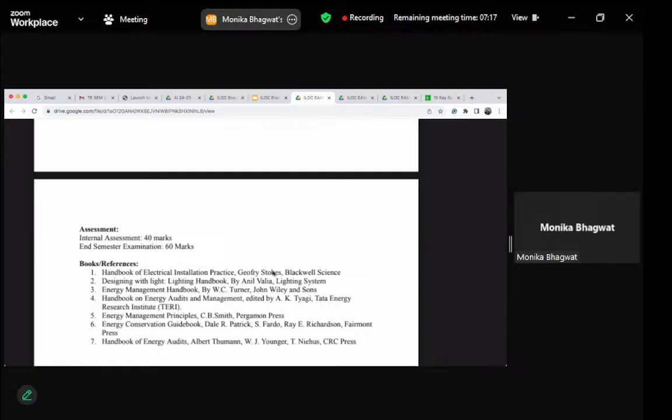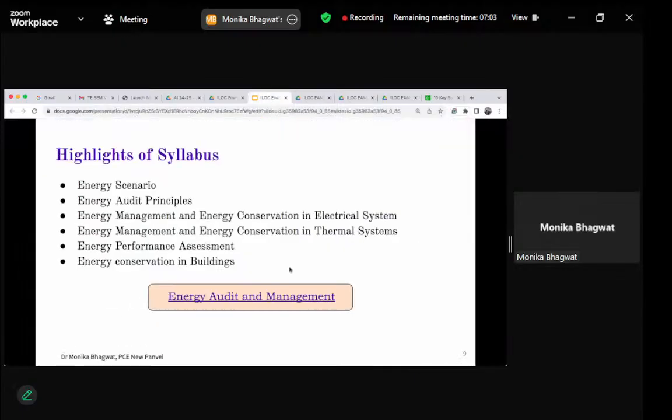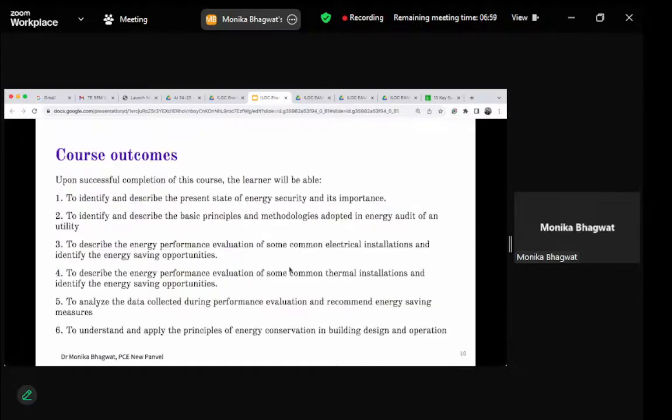The assessment is standard assessment, continuous assessment. So you will have 2 internal assessments and 1 end semester assessment. Now these 2 internal assessments will be of 40 marks and the end semester assessment will be of 60 marks. So this is all about the syllabus.